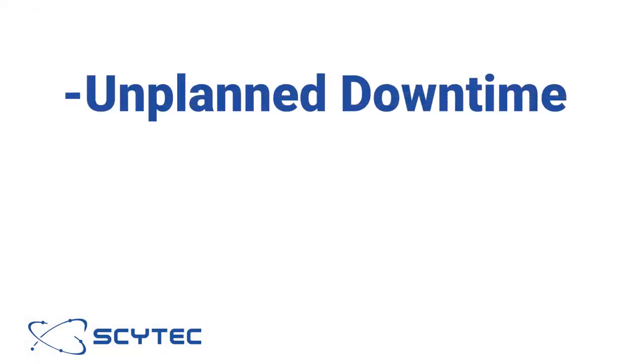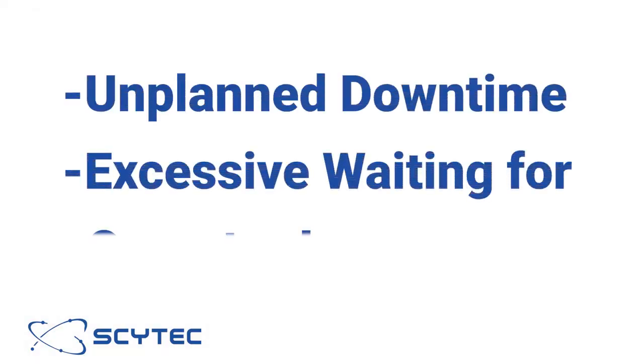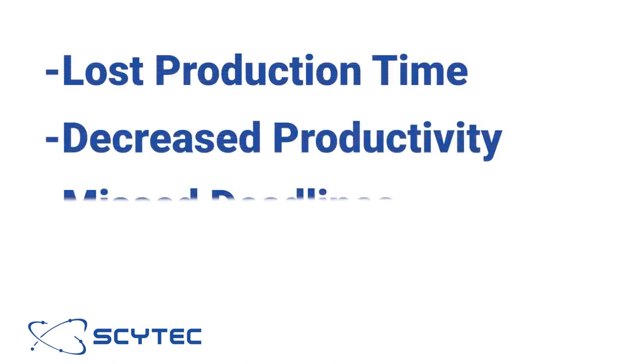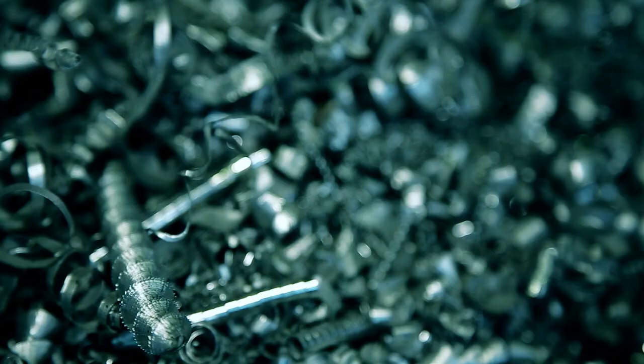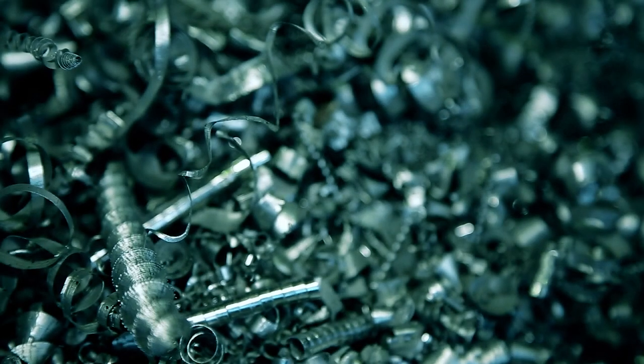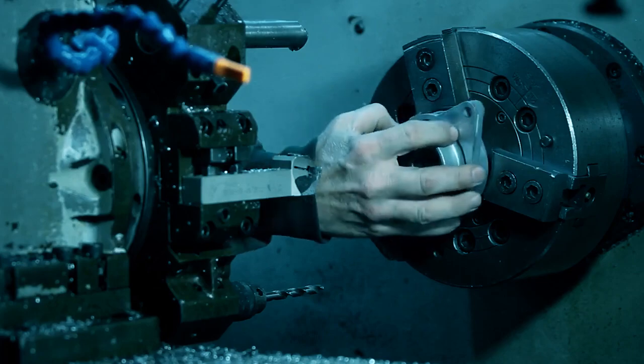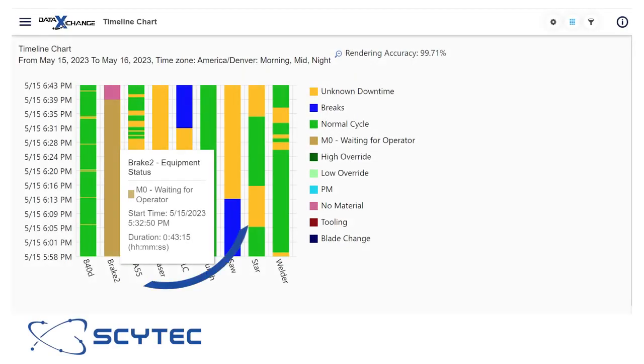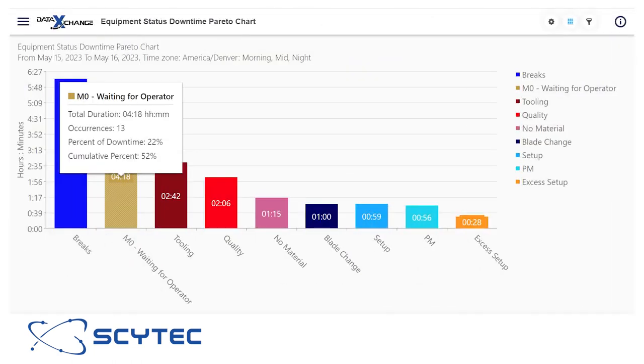Unplanned downtime and excessive issues that result in machines not running can result in lost production time, decreased productivity, missed deadlines, and loss of revenue. Whether it's a machine that should be down for under a minute to blow off chips or down for an hour, DataXchange will track your program and optional stops and show you built-in Pareto charts to see exactly where you are losing the most time.